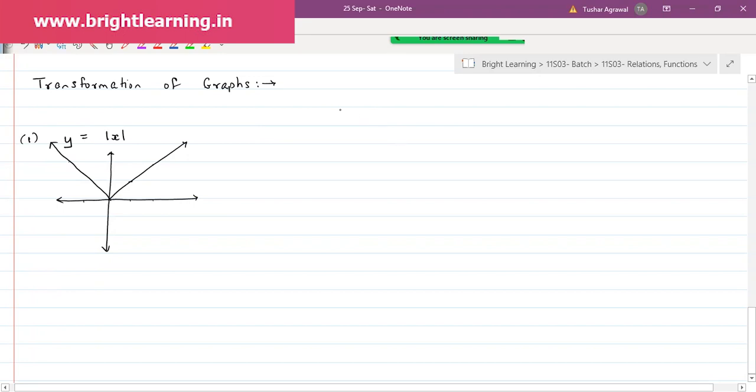Now, if I ask you what will be the graph of modulus of x plus 2. So can you convince yourself that this is my graph of mod x plus 2? Mod x graph I already know.